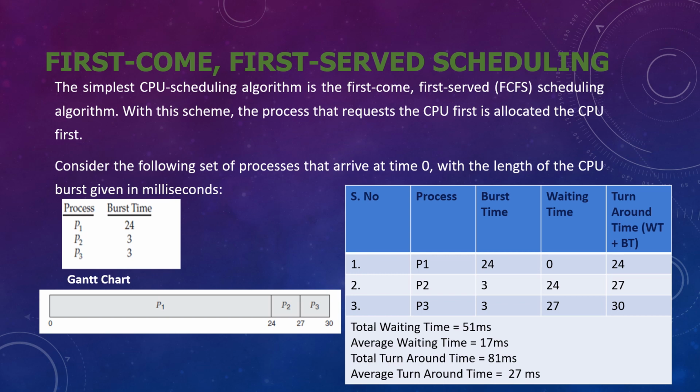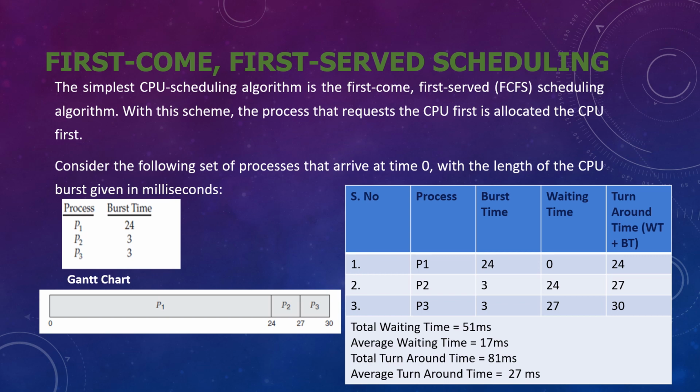Okay, now we'll see how to find out the total waiting time and the average waiting time. When you sum up the waiting time of the processes, we will get 51 milliseconds. And when you find the average waiting time, that is 51 divided by 3, you will get 17 milliseconds. Now we'll see how to find out the turnaround time for each and every process and then we'll see the total turnaround time and the average turnaround time.